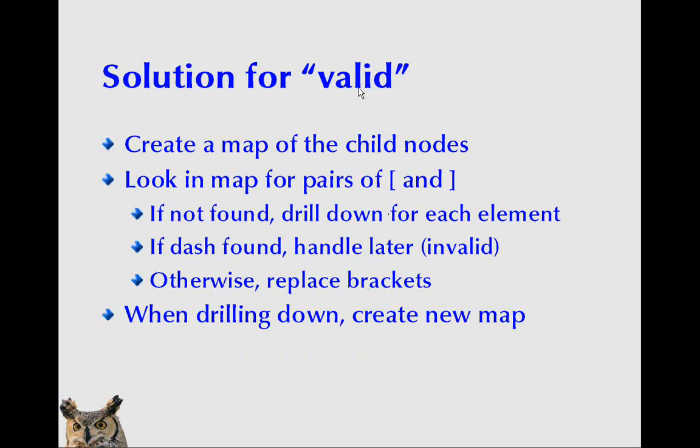So the solution for this valid form is I'd create a look-ahead map for the child nodes. I'd look in the map for pairs of brackets, and if I didn't find those, I'd then drill down into each of the elements that was in that node set. If I found a dash, I would handle it as an invalid, and otherwise I would go into each of these text nodes, find the bracket, and replace it with the correct output. Every time we drill down into a new element, we create a new map of the information within that specific element.